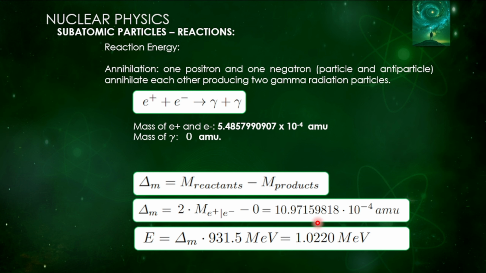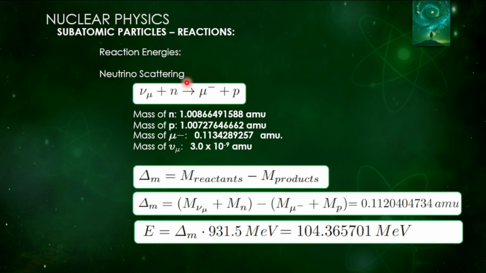So it gives you 10.9715 times 10 to the power minus 4 AMU, and E equals delta M times 931.5 mega electron volts, which is 1.022 mega electron volts. That's the power generated from that.